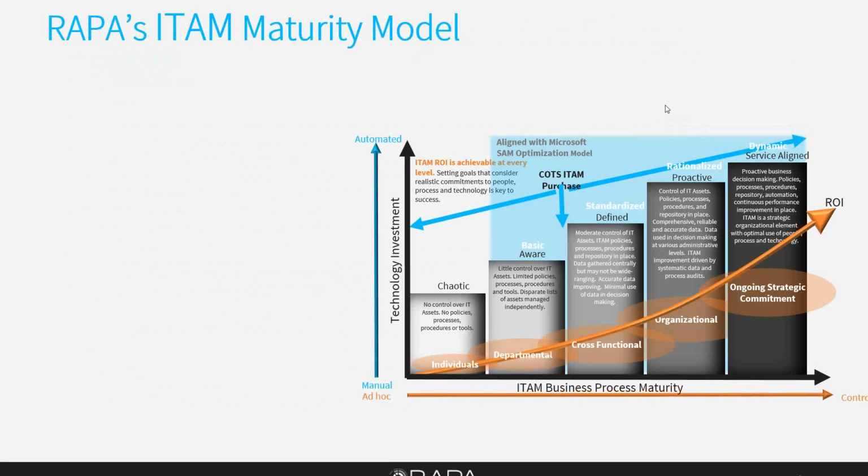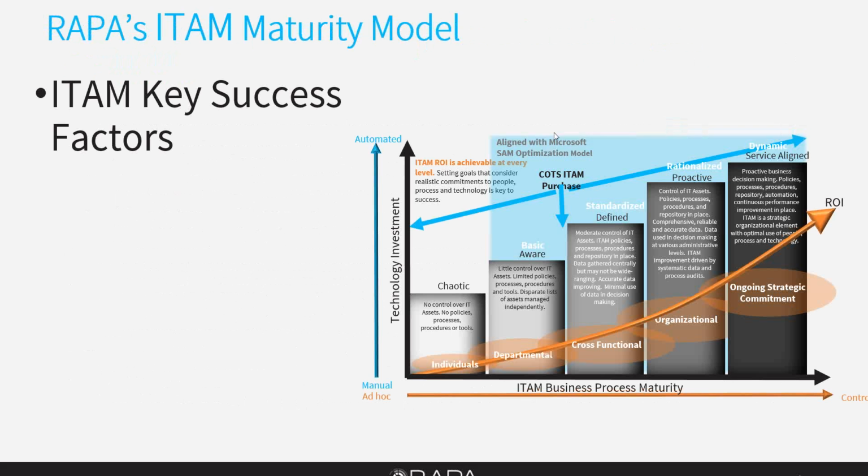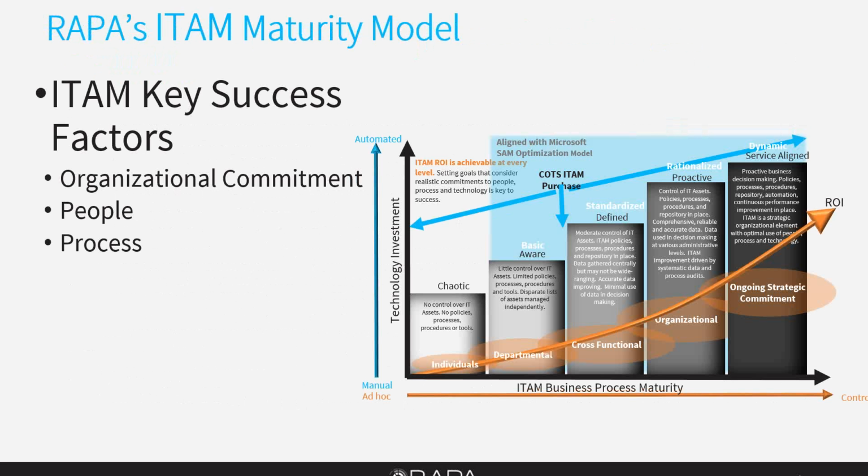Now, with the maturity model, we also identify 5 key success factors, and these are basically organizational commitment, the importance of the organization being behind the ITAM project. The people, whether you have the right people in place, whether you need to find them, if you've defined your roles, so that again the work can get done and people know what they're doing.